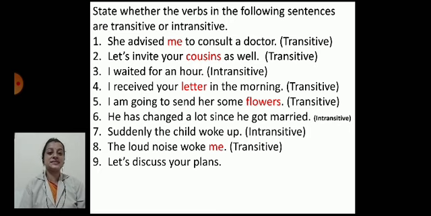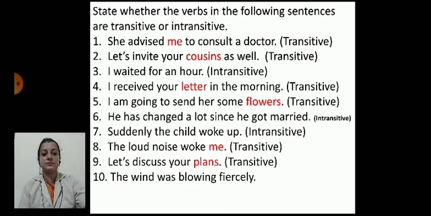Now come to the next sentence. Let's discuss your plans. What is the action verb here? The action verb is discuss. Discuss what? Your plans. So plans is the object. So we can say that discuss is the transitive verb, as your plans is an object.